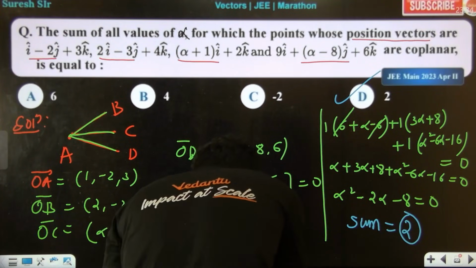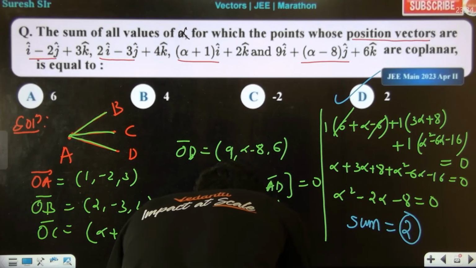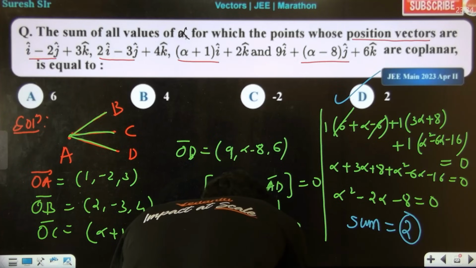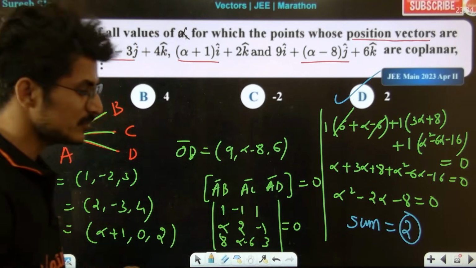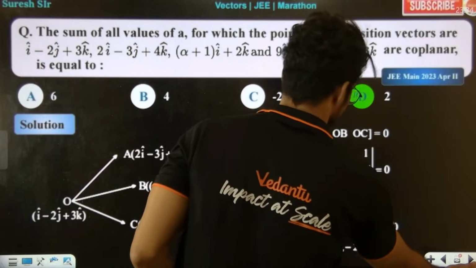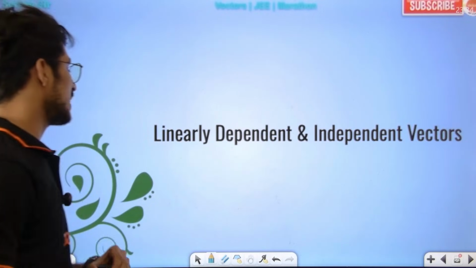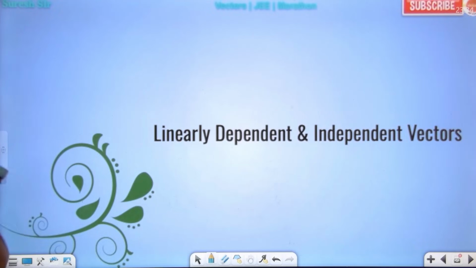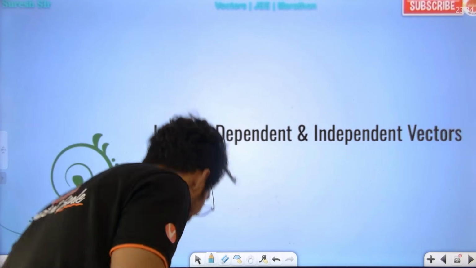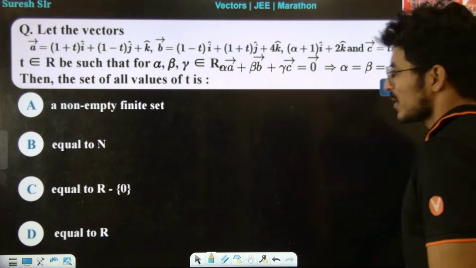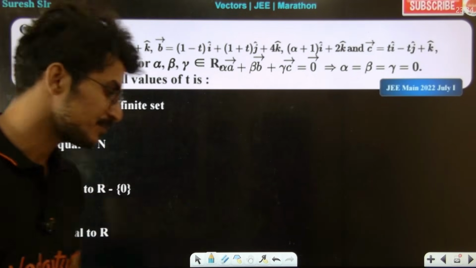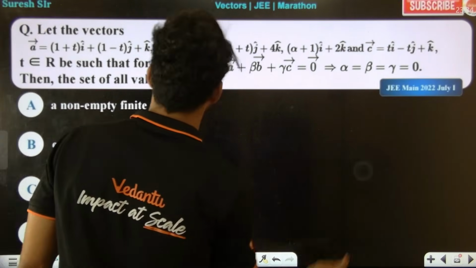If we see the next question, which concept will we be talking about here? Yes, the next concept is linearly dependent and independent vectors. I'll take one question and then explain the concept.